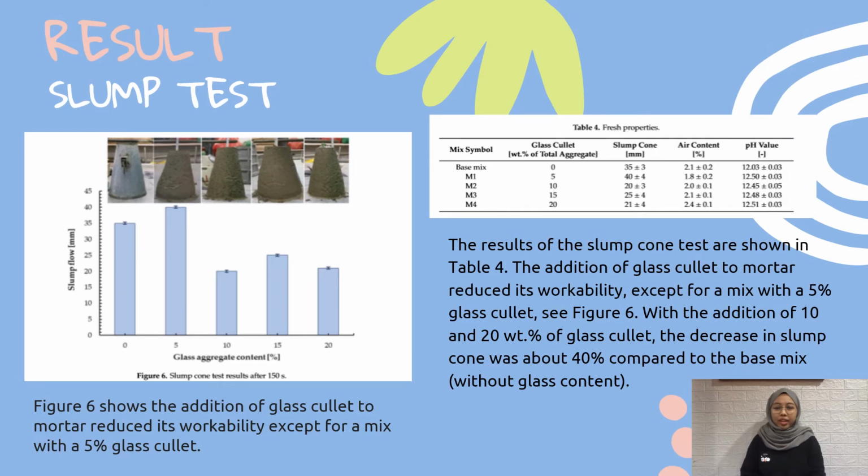Result for slump test. Figure 6 shows the addition of glass cullet to mortar reduces its workability, except for a mix with 5% glass cullet. For the 10% and 20% weight percent of glass cullet, the slump decreased by about 40% compared to the base mix. Table 4 shows results of the slump test, which is between 20 mm to 40 mm. The air content of the mortar mix with the fine glass aggregate was between 1.8% to 2.4%.